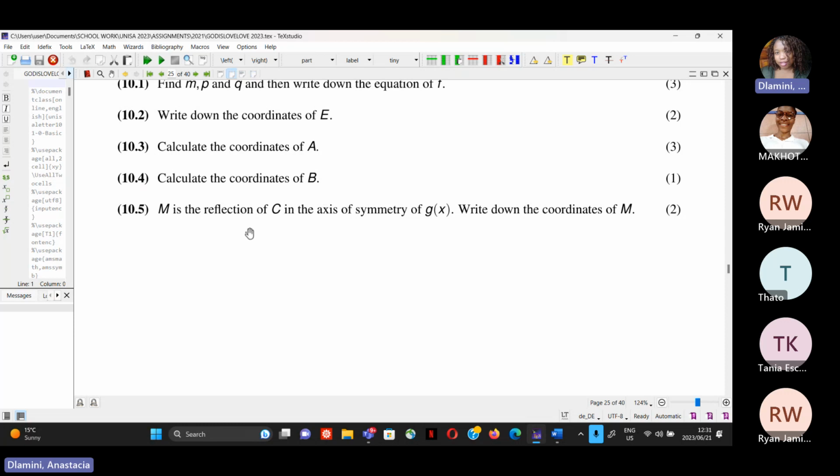Okay, now listen to this. M is the reflection of C in the axis of symmetry of G. Do you all know what an axis of symmetry is? Yes, ma'am. Now you're going to write the coordinates of M.